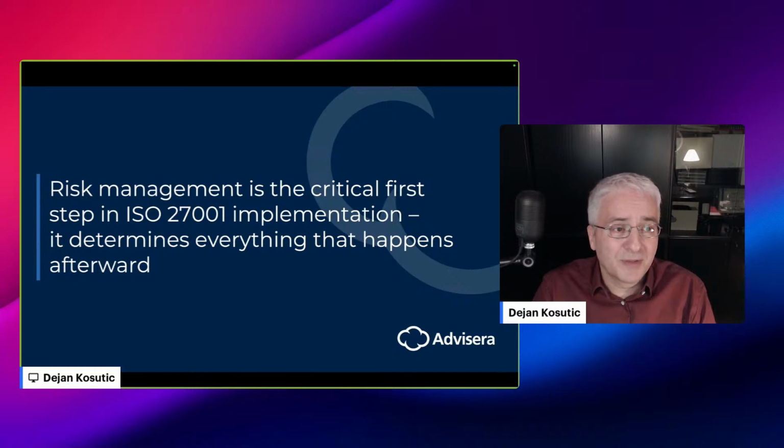It's important because basically this risk assessment and treatment determine everything else that you will be doing in the implementation afterwards. And I'll explain this in a couple of slides. But the point is that whatever you find out, so basically ISO 27000 works like this.